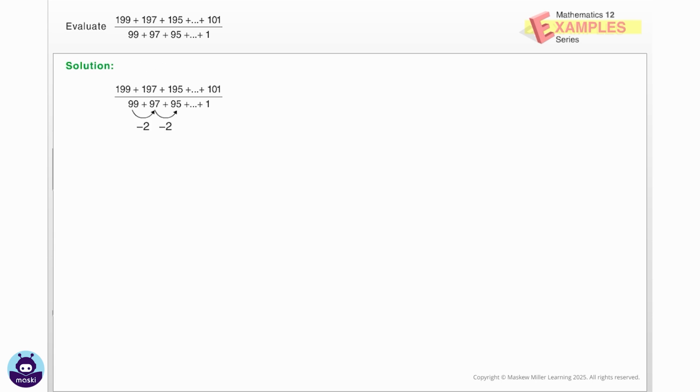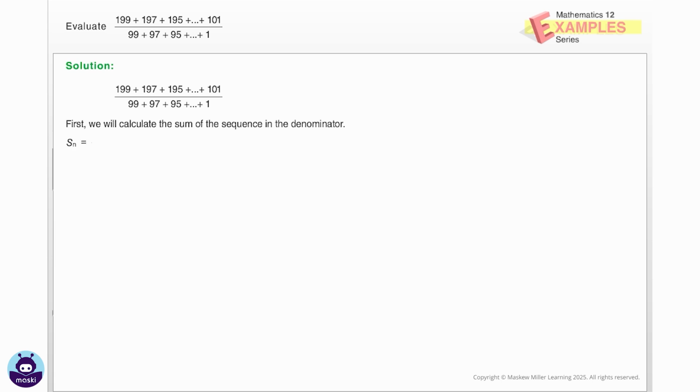Example 2. Evaluate. Solution. The series in the numerator is an arithmetic series, as we can see that the difference is constant. The series in the denominator is also an arithmetic series. In this case, it is easier to evaluate the series for the denominator and the numerator separately.